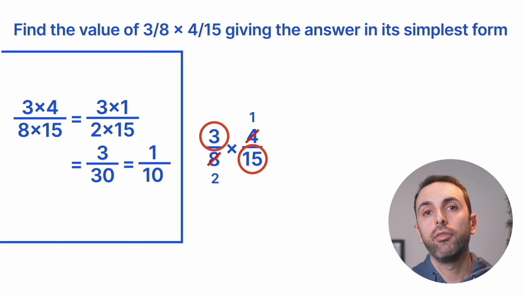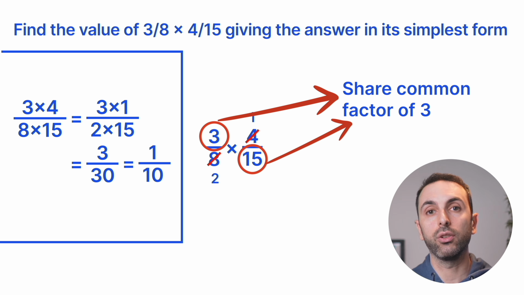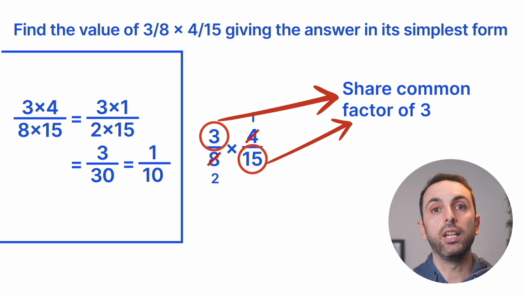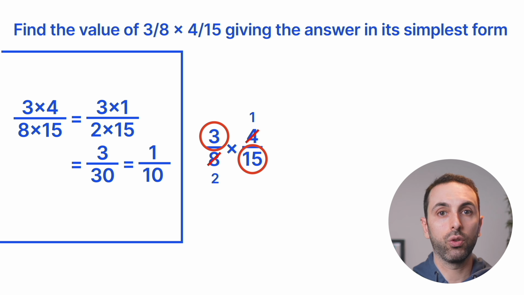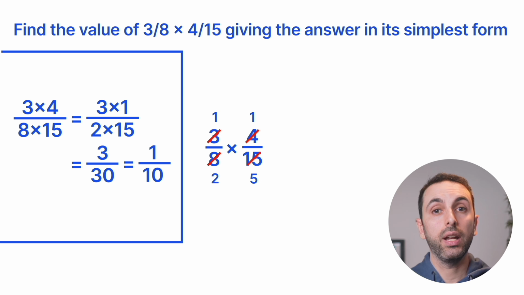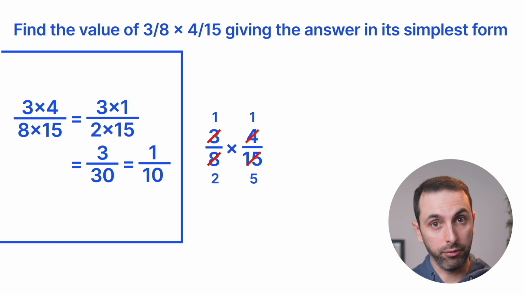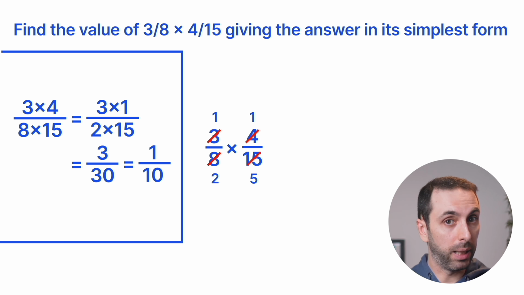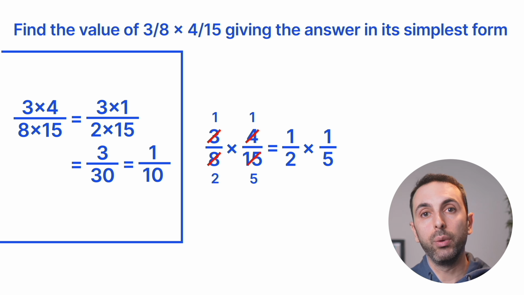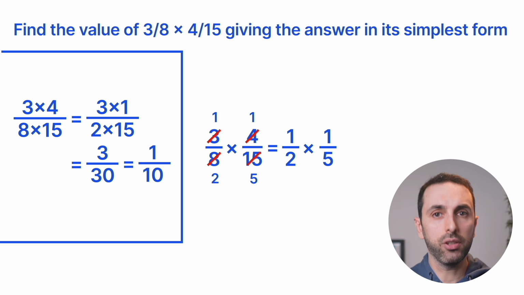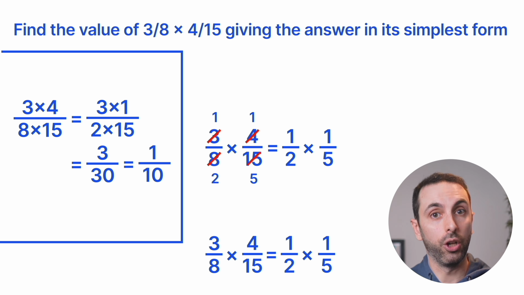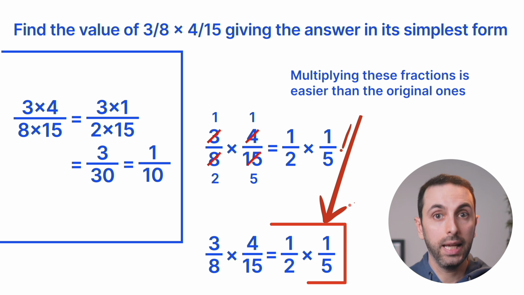Notice that the first fraction numerator and second fraction denominator have a common factor of 3. Therefore, dividing these numbers by 3, this leaves us with just 1 and 5 respectively. Now we're just left with these much simpler looking fractions of 1 over 2 multiplied by 1 over 5. I think we can all agree that multiplying 1 over 2 times 1 over 5 is easier than the original fractions since we're dealing with much smaller numbers, and yet we'd still get the same result.